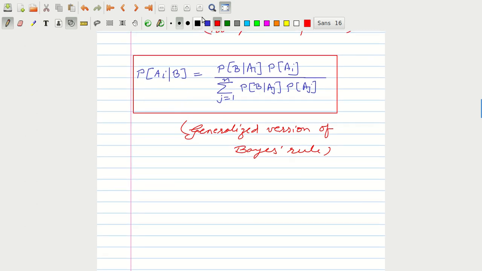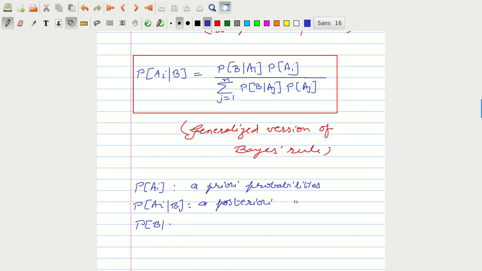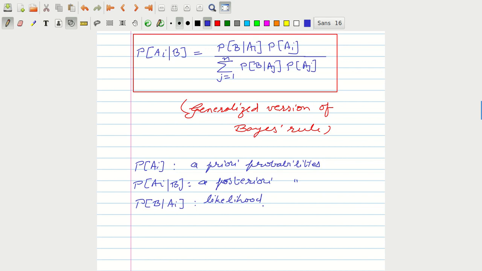Here, let us write down once again. P(Ai)'s denote the prior probabilities, P(Ai given B) denote a posteriori probabilities, P(B given Ai)'s denote the likelihood, and the denominator term is the total probability of B.